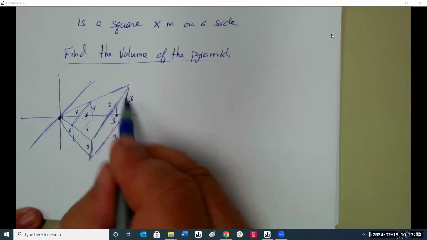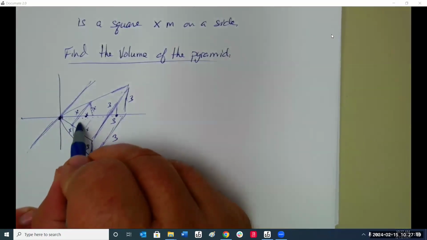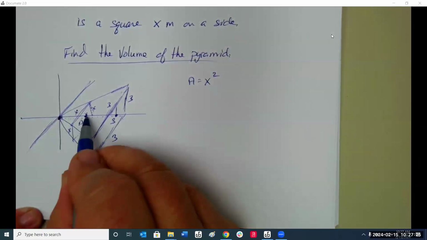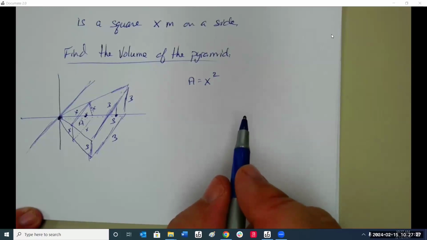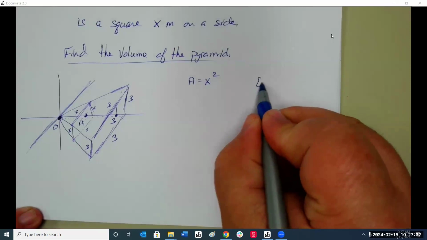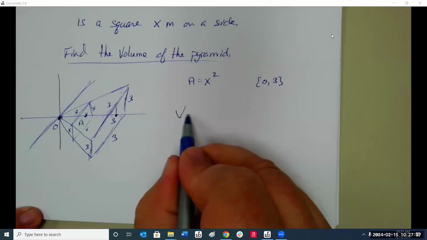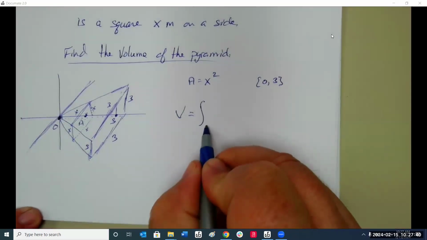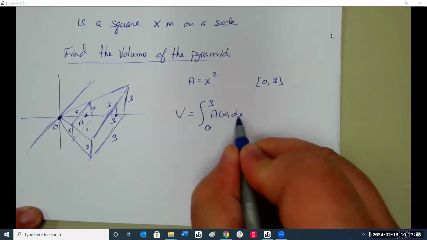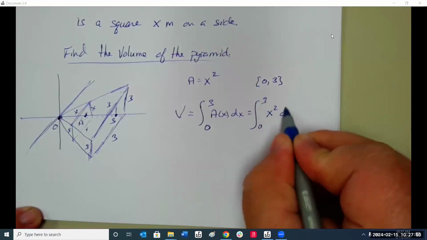Since this is a square base, that means this is a square part. So the area of this part is base times height. x times x is x squared. It goes from 0 to 3. So we look at our integral. We have the integral from 0 to 3 of our area, x squared dx.